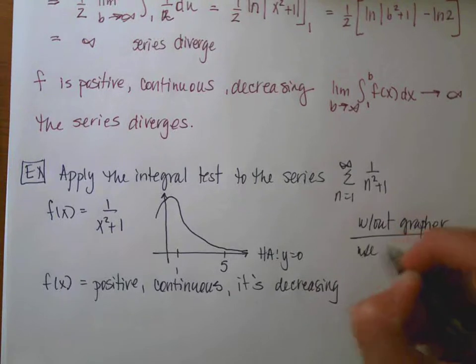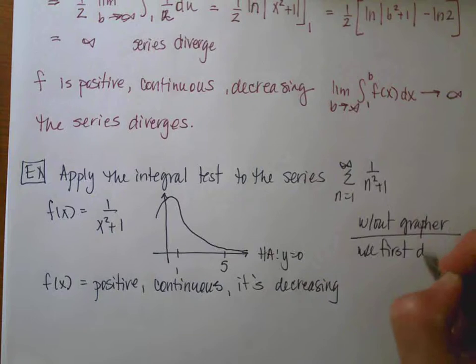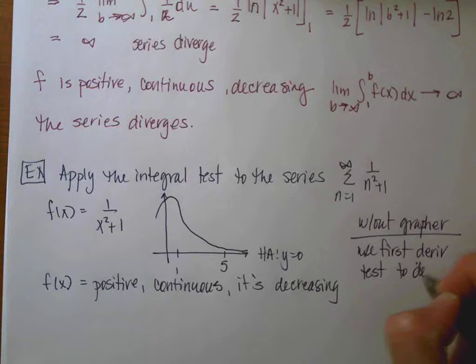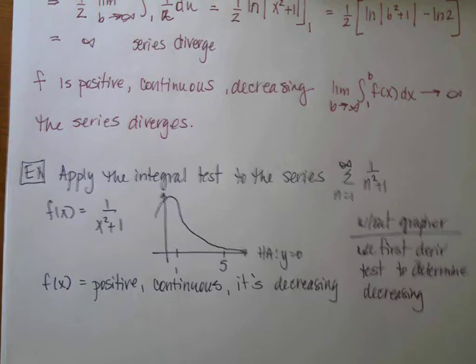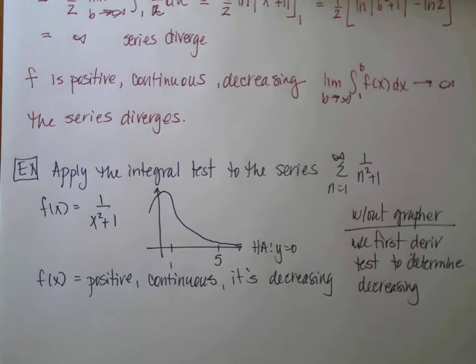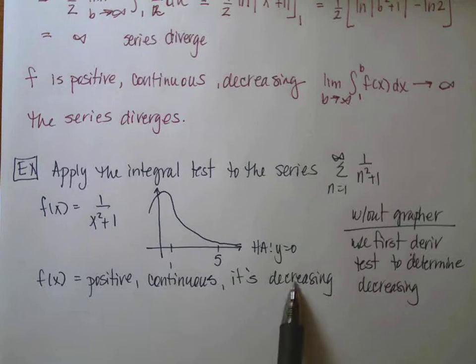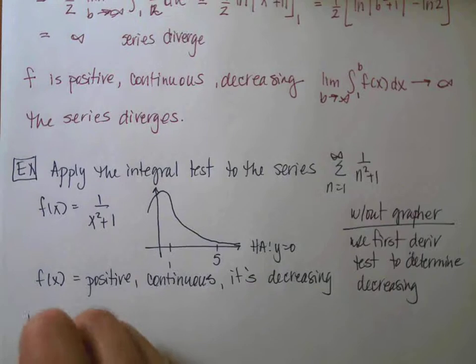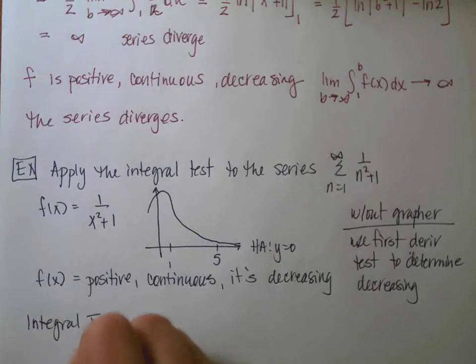Without a grapher, I would use the first derivative test to determine whether or not it's decreasing. So if you don't have access to a grapher, then you would have to run the first derivative test. If you do have access to a calculator, we get to push buttons and yee-haw. So since it is positive, continuous, and decreasing, now I can run the integral test. And here is going to be my integral test.